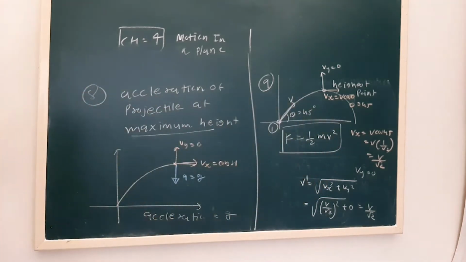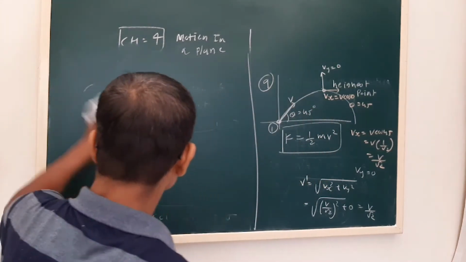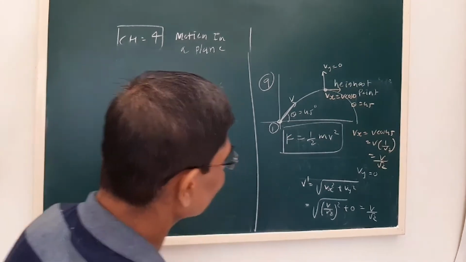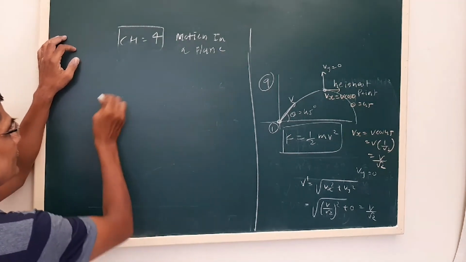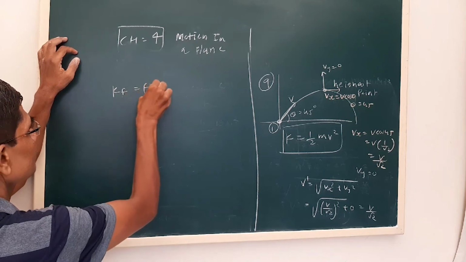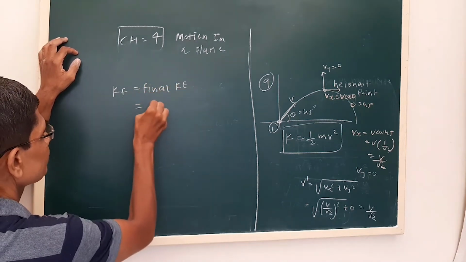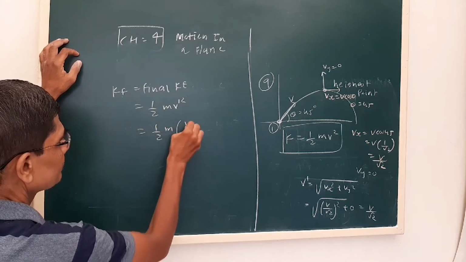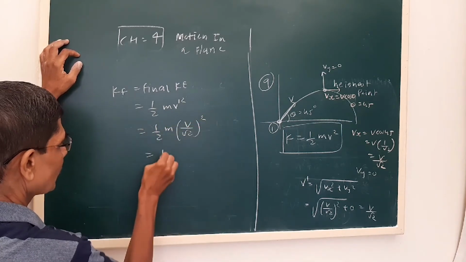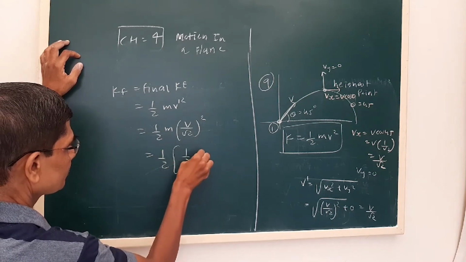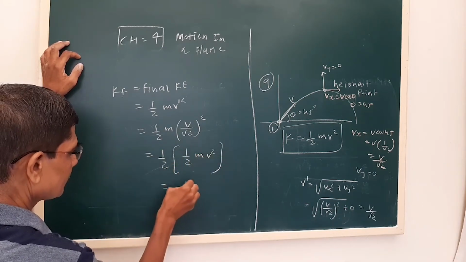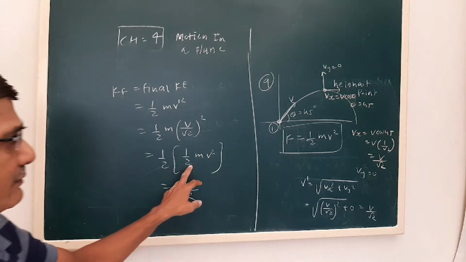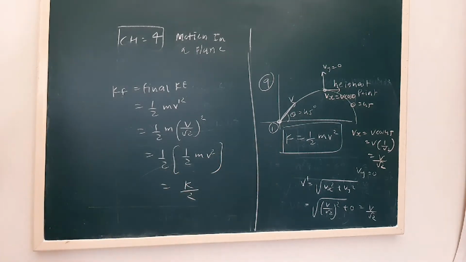Now our question. The initial kinetic energy K is half mv square. So the final kinetic energy we can write as 1 by 2 m v dash square, and half mv square is K that we have taken. So at maximum height, the kinetic energy will be K by 2. See the next question.